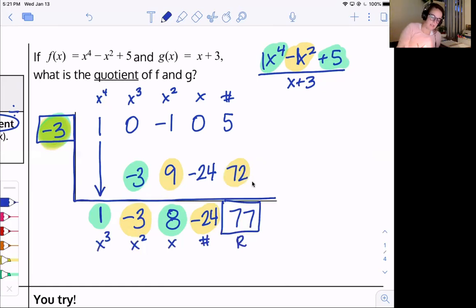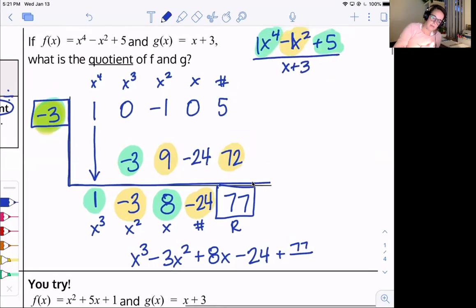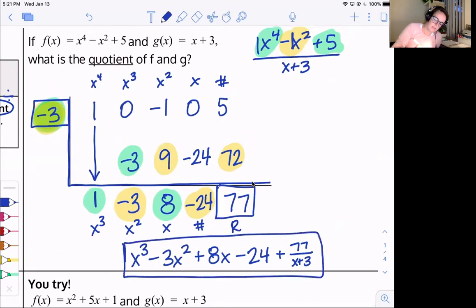So when I write my answer, I'm going to write 1x to the third minus 3x squared plus 8x minus 24 plus 77 over my original denominator, which is x plus 3. Remember this right here goes down there. So I have my answer here for this problem. It looks super complicated, but you're doing a great job.